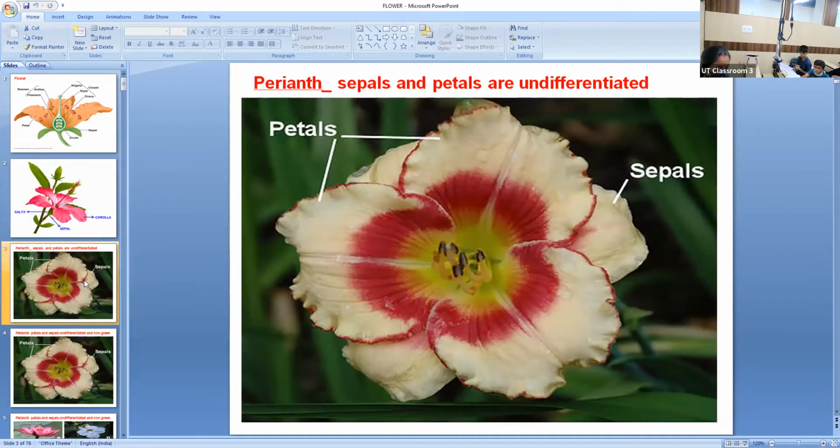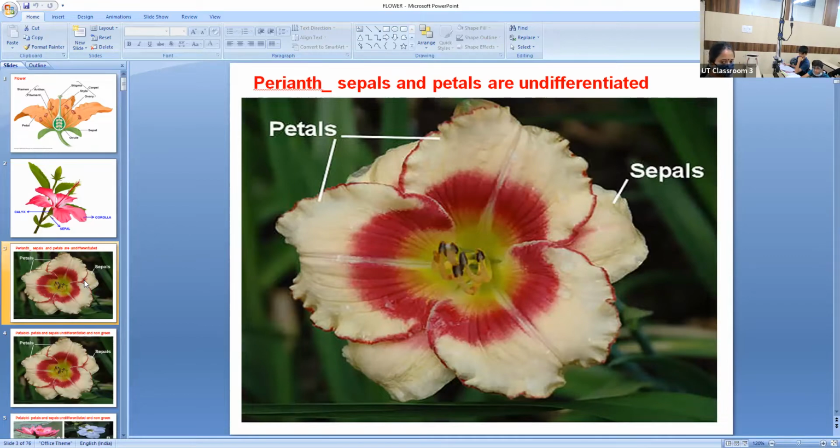There will be some types of flowers, like the daisy and the morning glory, where we come across flowers that have the sepals and the petals looking similar. You cannot differentiate between the sepals and the petals.